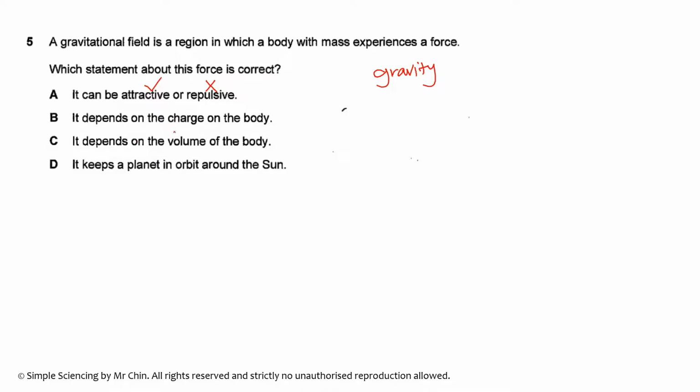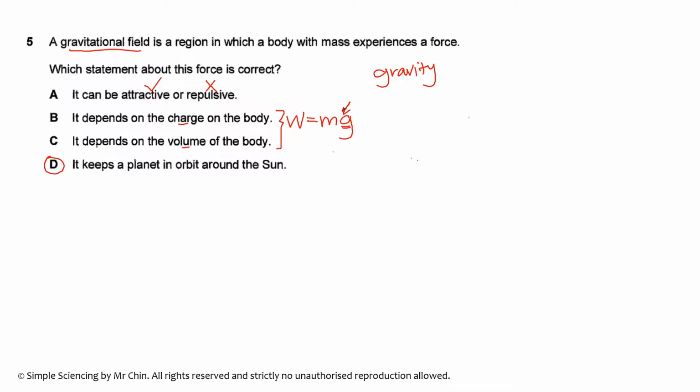B, it depends on the charge on the body. It does not depend on the charge on the body. Gravity does not depend on the charge of the body, and it does not depend on the volume of the body. For B and C, we can use the formula W equals mg to view this. g represents the gravitational field strength, which is given here. So the factors affecting g will be the weight and the mass. The charge and volume do not affect the gravitational field strength. And D, it keeps the planet in orbit around the sun.